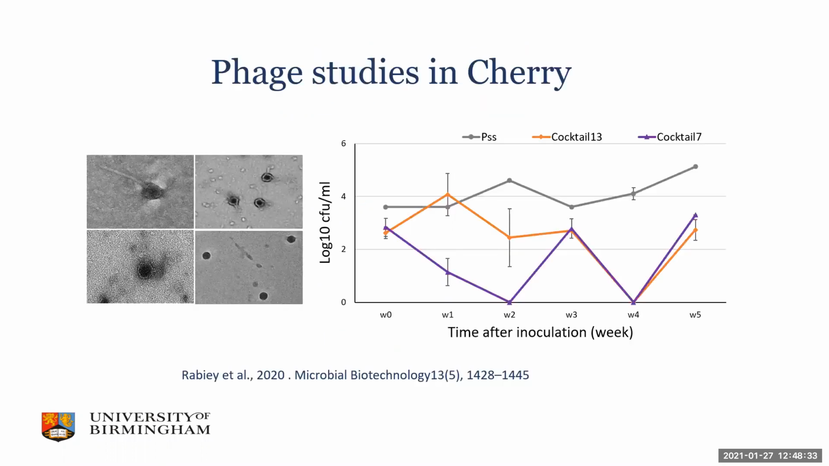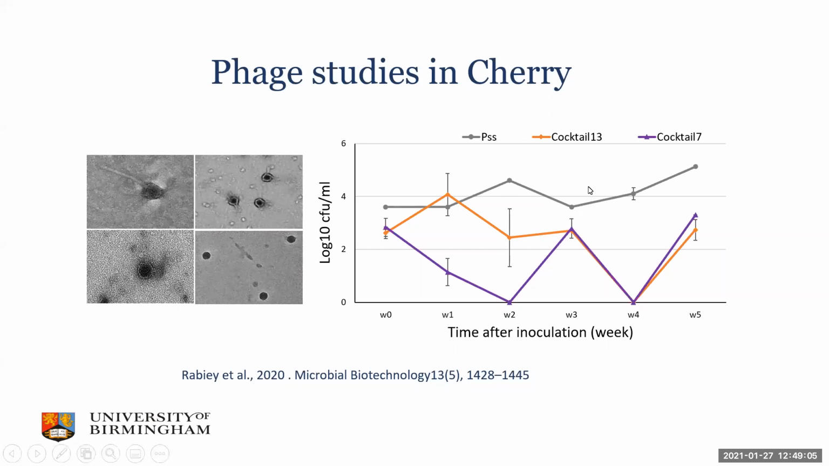So we tested the efficacy of the phages on cherry leaves and twigs, individually or in cocktails, which means a mixture of phages. You can see cocktail 13, a mixture of 13 phages, and cocktail 7, a mixture of 7 phages. We first sprayed the leaves with PSS or PSM1 or PSM2. Then we sprayed them with phage individually or in cocktail. Then we collected samples every week for 5 weeks and counted the colony-forming units of the bacterial population.